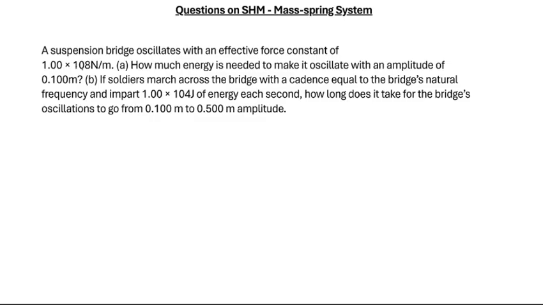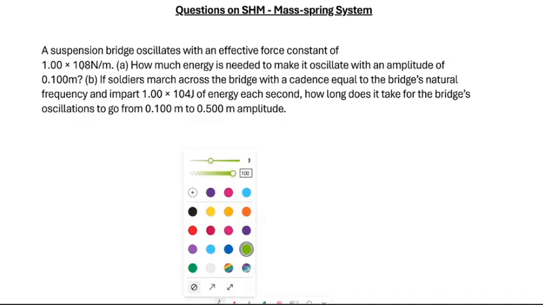Let's first write out our parameters. The suspension bridge oscillates with an effective force constant. Now, we were given the force constant, so we can write it here. K equals 1 times 10 raised to power 8 Newton per meter.